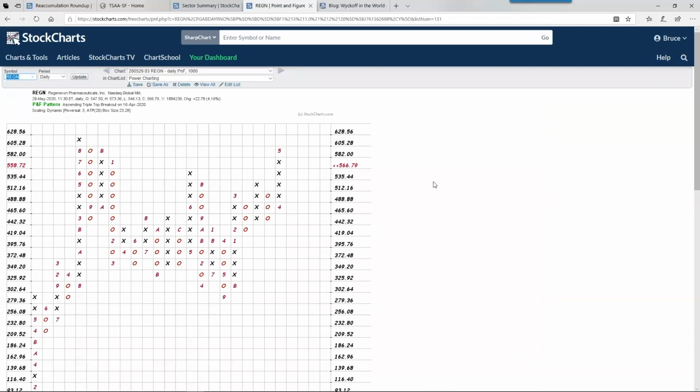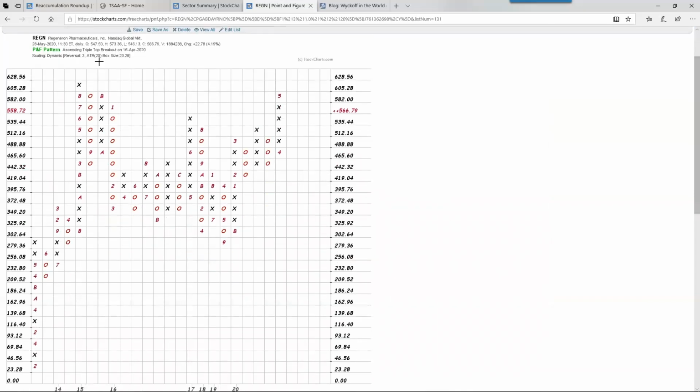Here is a point and figure chart. You can see here that we did 3-box reversal, ATR scaling, and this count across here, which is really fascinating. If we just take a partial count, 9 columns across, it counts up to 904. So it's very close to the climax. Look at this beautiful climax in 2015 up at 605. It's climbed up to that area.